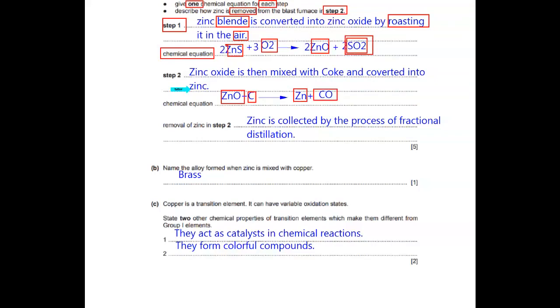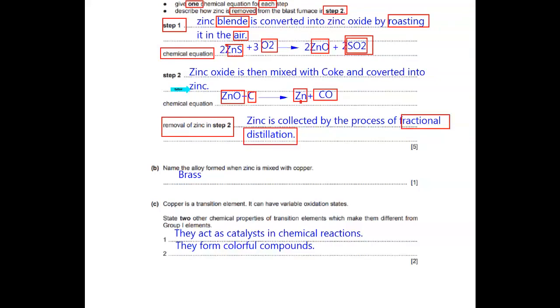And then they ask you how is zinc removed finally in step 1 in its pure form, right? So zinc over here is actually collected as vapors. And once it vaporizes, it condenses back and then it goes through something called fractional distillation. So this is the process that ultimately collects zinc in the final step. Okay, so removal of zinc is by fractional distillation.